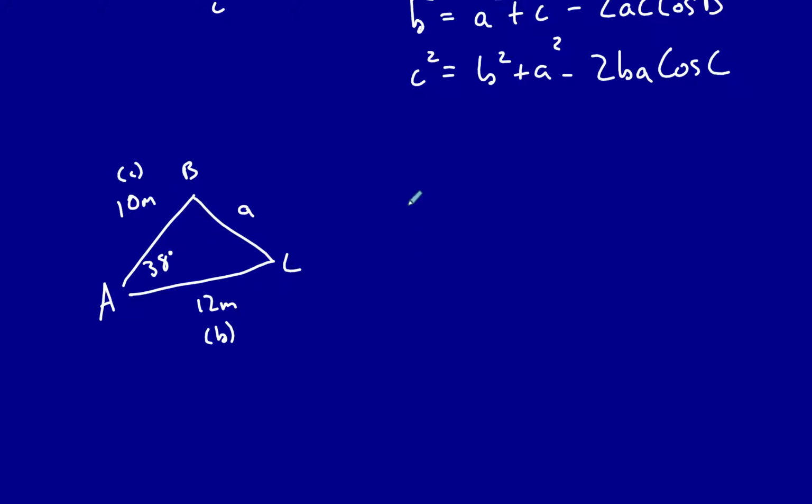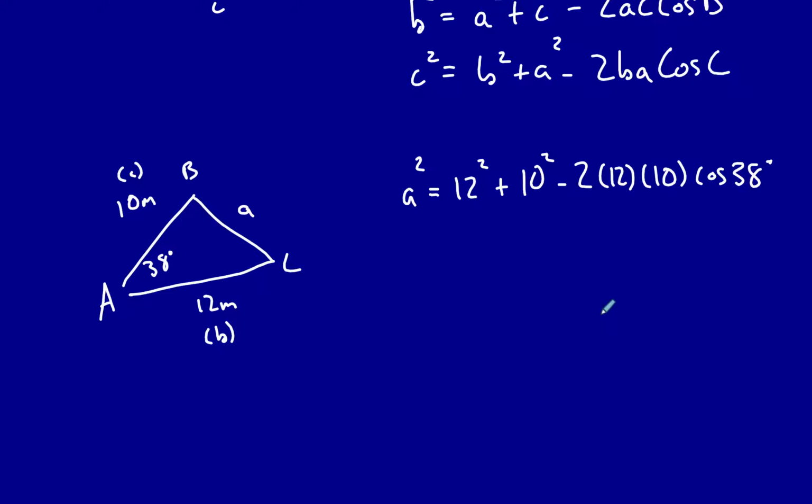So filling in the blanks here, we know that A is going to be our unknown, so we'll keep it on the left. A squared is equal to, and my B was 12 squared, and I have my C as well, so that was 10 squared. And I have to add, that's minus 2 times 12 times 10, right? And times the cos of 38 degrees, okay?